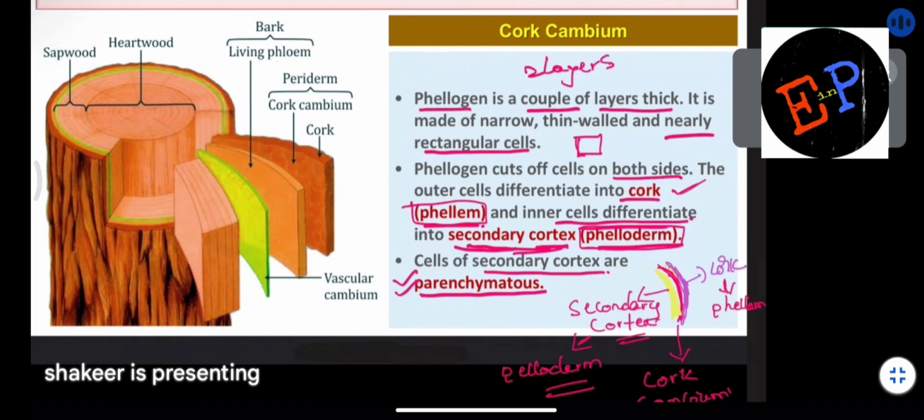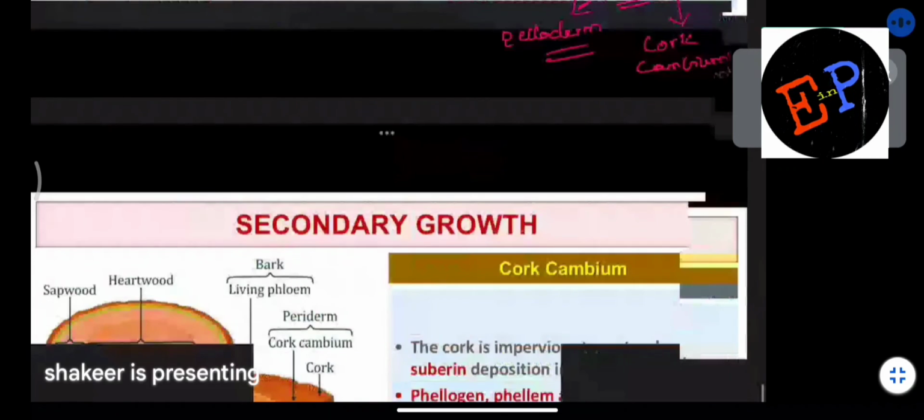The cork cambium is dividing on the inside and also on the outside. Clear? Outside is called phellem, inside is called phelloderm. Phellem is also called cork, phelloderm is also called secondary cortex. And secondary cortex is made up of which kind of cells? Parenchymatous cells. Clear? That's it.